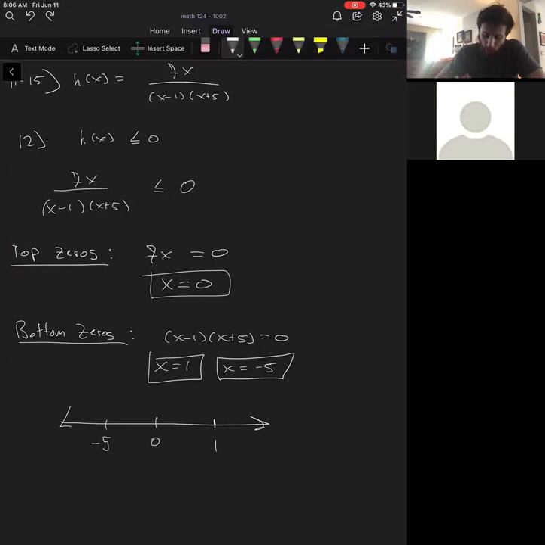So we already know the bottom of a fraction can never be 0. So we got x equals 1 as a top 0 and x equals minus 5 as a bottom 0. Both of those are bottom zeros. So regardless, we're just going to put open circles on those to get rid of those numbers.